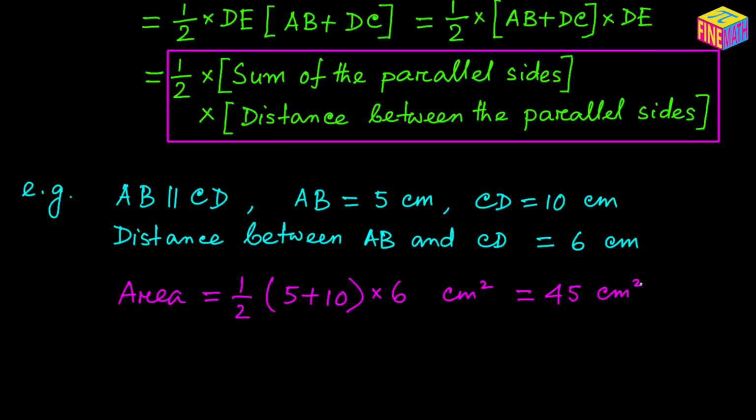We just have to remember that the area of a trapezoid is half times the sum of the parallel sides times the distance between the parallel sides.